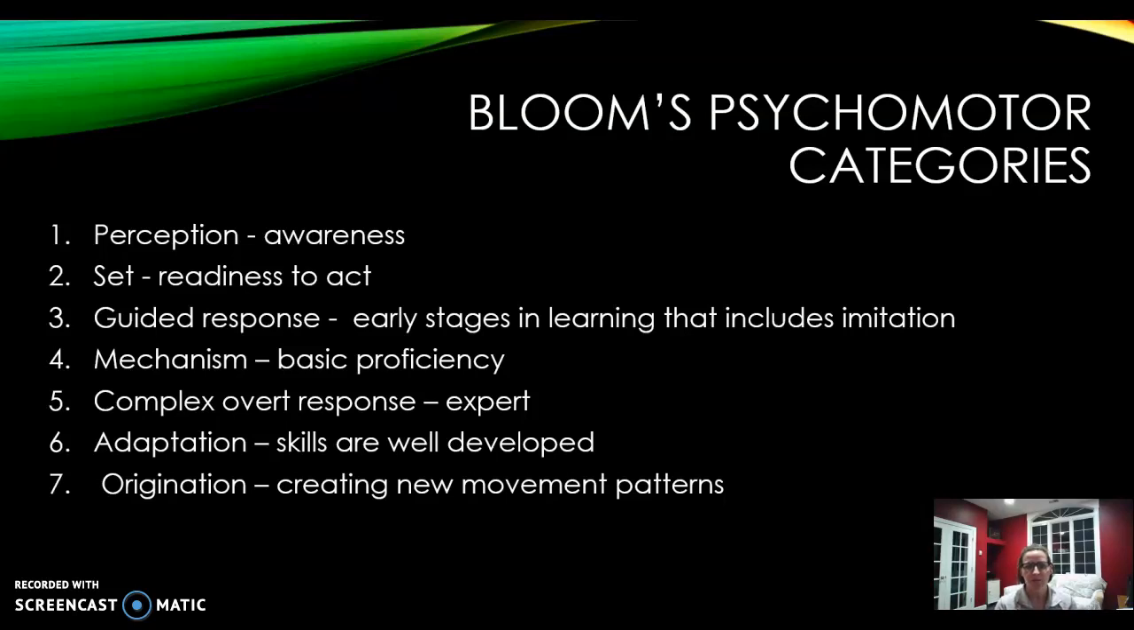Verbs used to describe this category include constructs, assembles, displays, manipulates, and fixes. The complex overt response, which is category 5, is a skillful performance of students of the motor acts that are more involved and are at the expert level. They actually use the same verbs as the mechanism or the fourth category. However, these verbs will have objectives that indicate that students have a performance of these tasks that are more efficient, better, accurate, and just quicker all around.